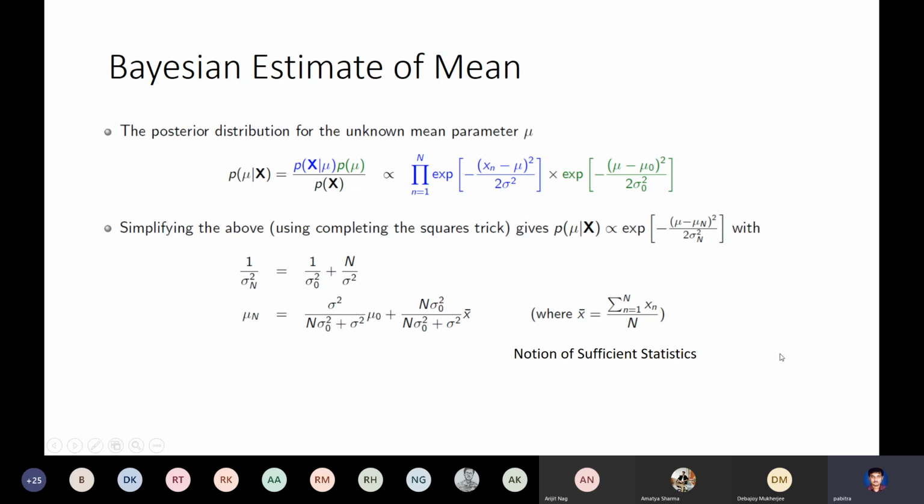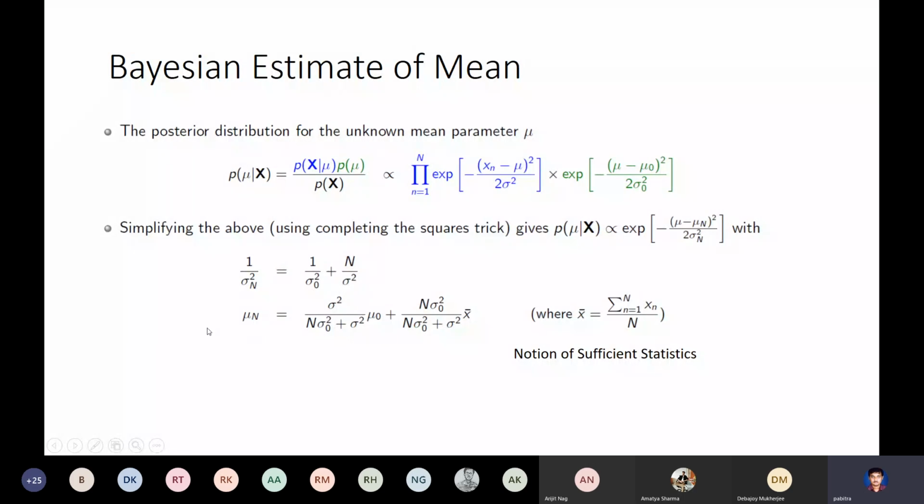Suppose I look at capital N points, and this is my x bar. If I get one extra point, n plus 1, my x bar is easily updatable. Since mu n is a function of this sufficient statistic, you can update mu n itself by one single addition.